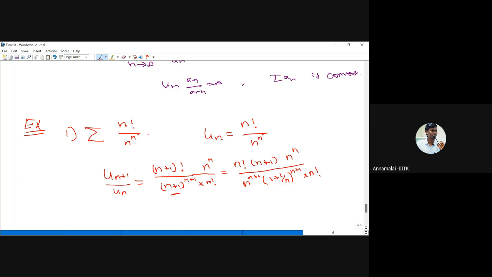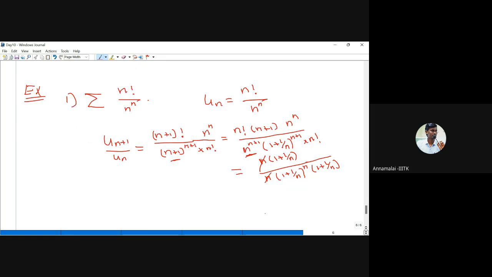So we can cancel n factorial and then we can cancel n power n. What remains is equal to 1. Still, we have n plus 1 in the numerator. You can take n outside from the numerator, so we have 1 plus 1 by n in the numerator. In the denominator we already cancelled n power n from this term, so 1 n is remaining, and this is (1 plus 1 by n) power n. For n plus 1, I am writing n into 1 plus 1 by n, because the power is n plus 1. So now we can cancel this n.